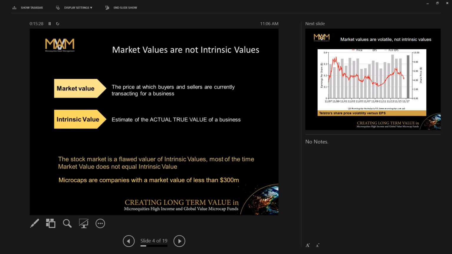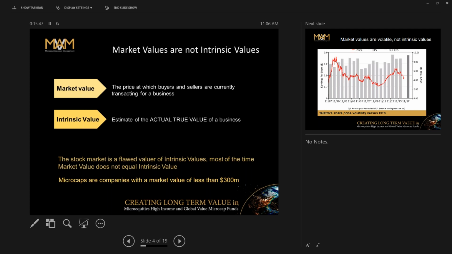And we know that most of the time, the market value does not equate to the intrinsic value. There are misvaluations all the time. There are both overvalued companies and there are many undervalued companies. So it's important to understand that there can be large variations between the two.